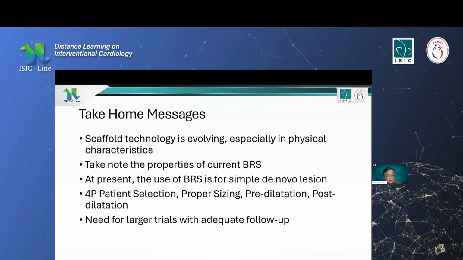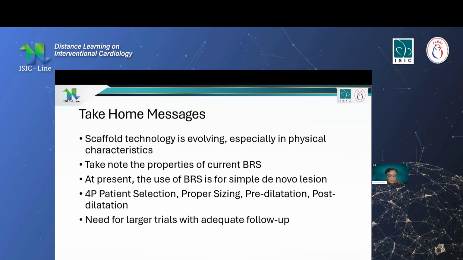And if we stick to good practice like patient selection, proper sizing, predilation, post-dilation, then I think the BRS may have an advantage for the patient. But we still need larger trials with adequate follow-up, especially until the resorption time is achieved, because most of the problems or complications usually occur after the resorption time, before the resorption time finishes.